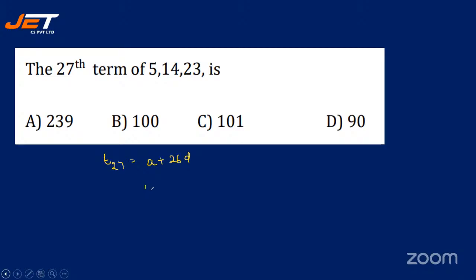So what is A? 5 plus 26 into 14 minus 5, which is 9. So 5 plus 9 6s are 54. 9 2s are 18, 9 3s are 27, 27 plus 5 is 32... It is 23, 5 plus 4 is 9. So your option must be A. Your answer must be option A. Okay. Let's see the answer.